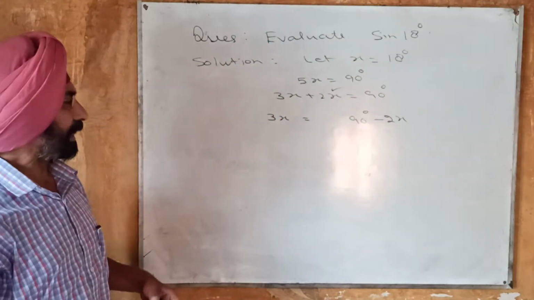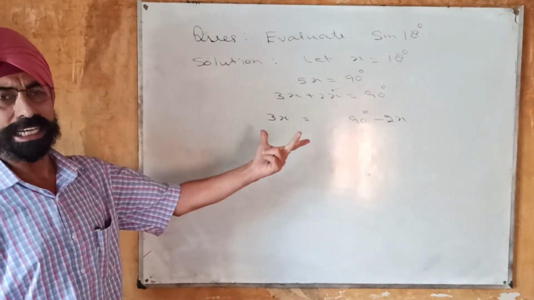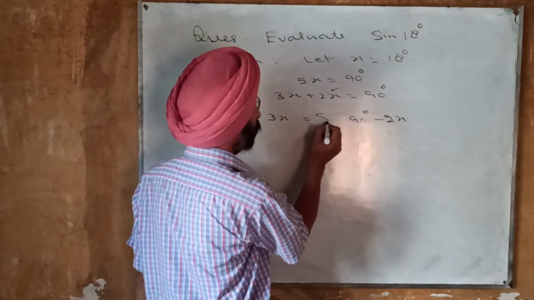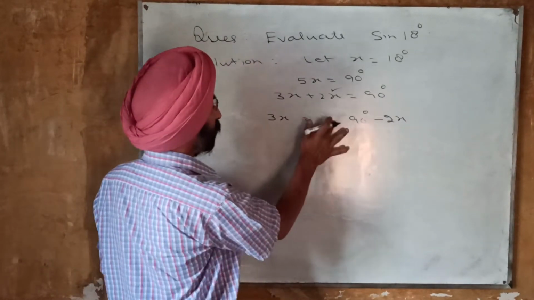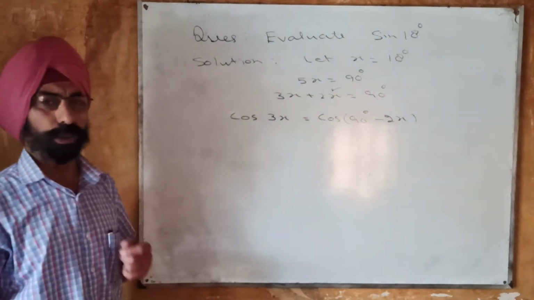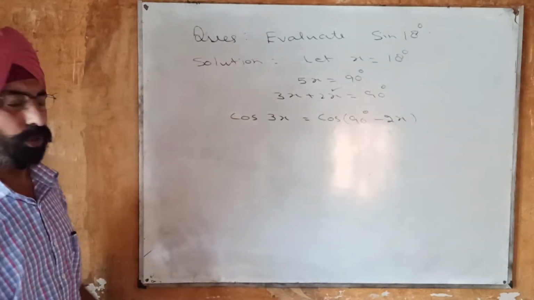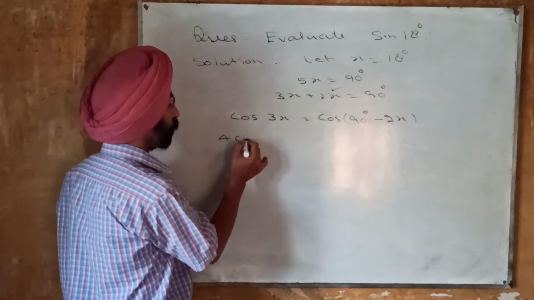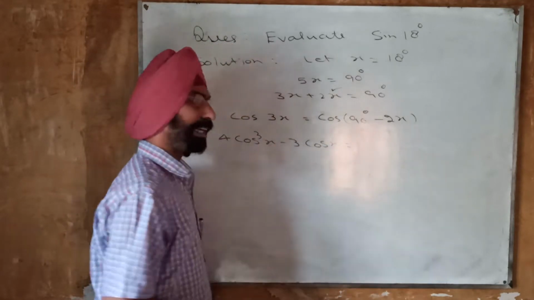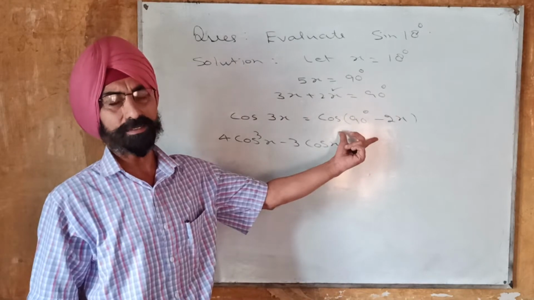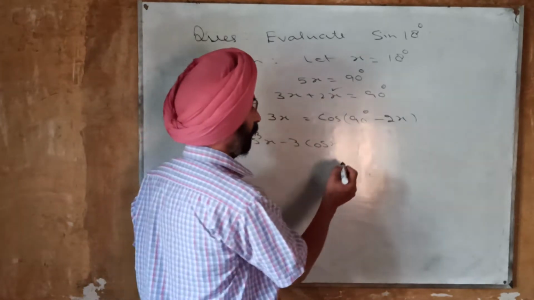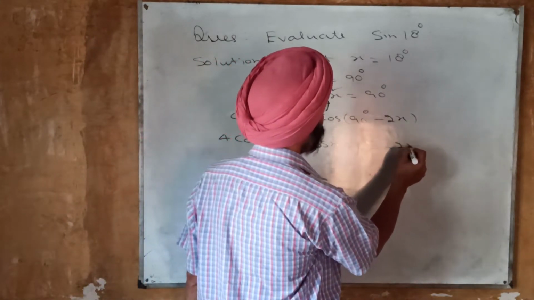Now take cos on both sides. Cos of 3x is cos of 90 minus 2x. Now cos of 3x, we know the formula is 4 cos cube x minus 3 cos x. On the other hand, cos 90 minus theta is sin theta. So this cos 90 minus 2x will become sin 2x.